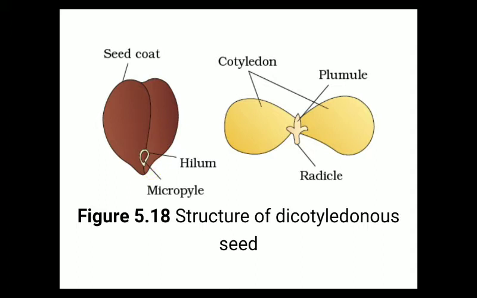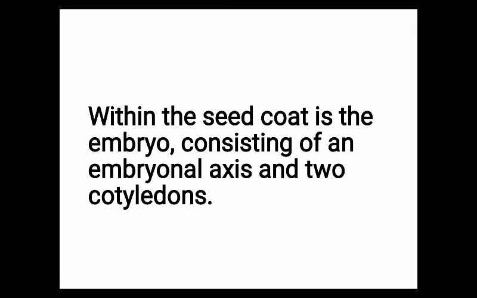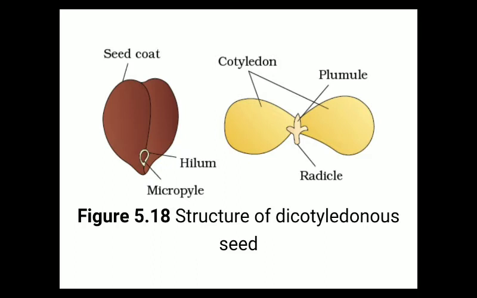This minute opening is known as micropyle, and through this opening oxygen and water enter into the seed, and finally the seed will germinate. Within the seed coat is the embryo, consisting of an embryonal axis and two cotyledons. So within the seed coat, the embryo lies.